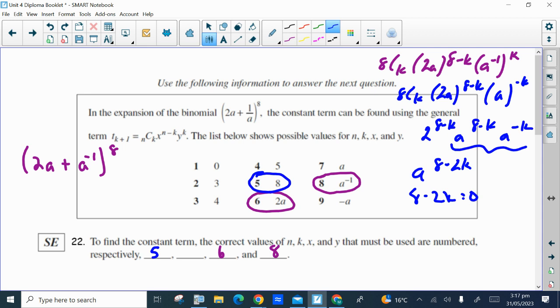We want to find the constant term, which means that it's the a to the power 0 term. The exponent on a has to be 0. So 8 will equal 2k, k now equals 4, which is coded with a 3. So 5368 is the answer.